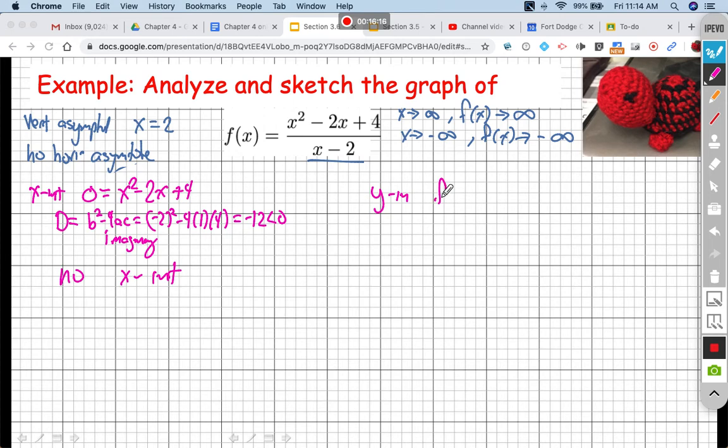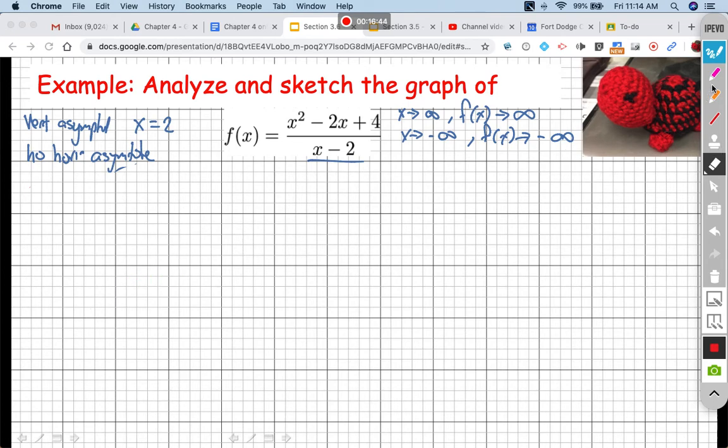For the y-intercept, we just ask, what's f of 0? So that's going to be 0 squared minus 2 times 0 plus 4 over 0 minus 2, which is 4 over negative 2, which is negative 2. So I have no x-intercepts and a y-intercept at 0, negative 2.